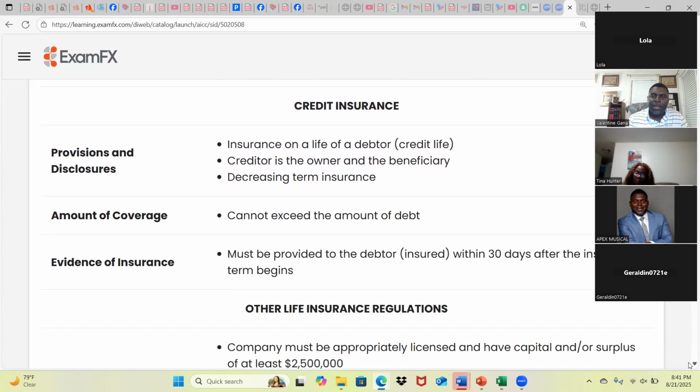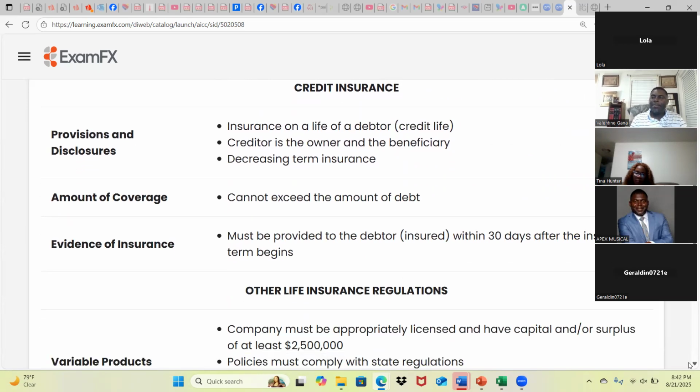Credit insurance. Remember, this will come in the exam. It will be plentiful over the exam like white on rice. Credit insurance. What is another term? What is another description for credit insurance? Decreasing term. Remember, with decreasing term, it is not the premium that is decreasing. What is decreasing in decreasing term? The face amount. The face value.